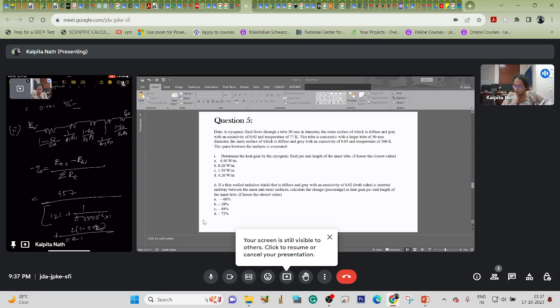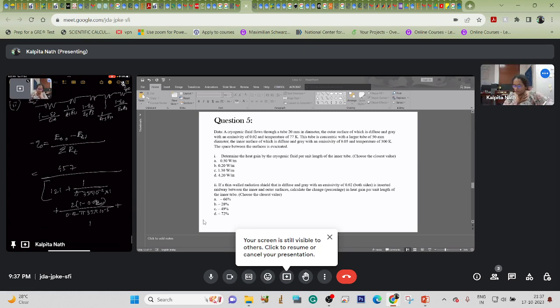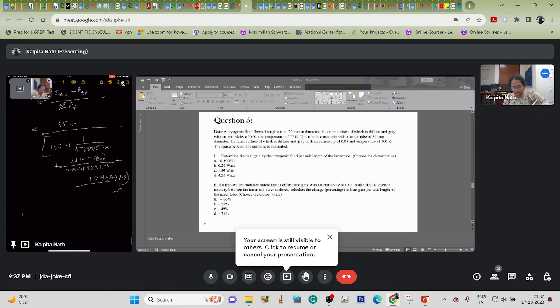0.02 pi 35 into 10 to the power minus 3, plus for the shield and the outer surface, this will be 15.9 plus 779.8. This is per meter. So this will be 457 upon 121 plus 9.1 plus 891.3 plus 15.9 plus 779.8 meter inverse. This is equal to 0.251 watt per meter square.